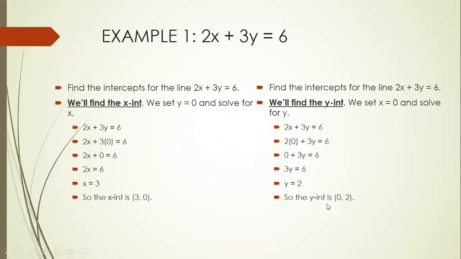So the y-intercept is what? Is it just 2? Nope, it's an ordered pair. What's the ordered pair? Well, an ordered pair has an x and a y. What's the x value? 0. What's the y value? 2. We just found that out. Okay. So that's how we find the x-intercept and the y-intercept. Now let's graph this.